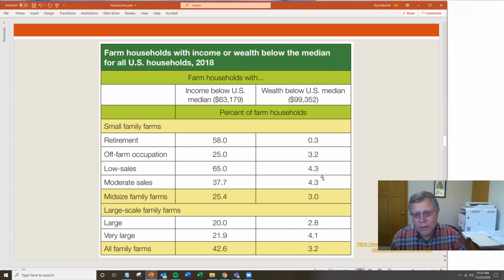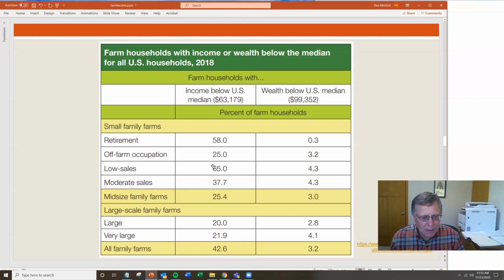Vast majority of farms, all these numbers are below 5%. 95% of farms have more than $100,000 worth of assets, of wealth. This would be land primarily, as well as buildings and/or machinery and livestock and grain and such. But income is low. These are retirement income. 58% of the U.S. farmers that are retired have less than $63,000 as their household income.